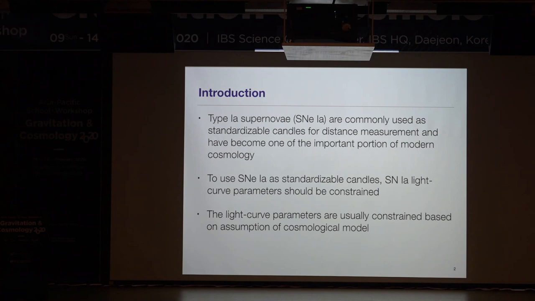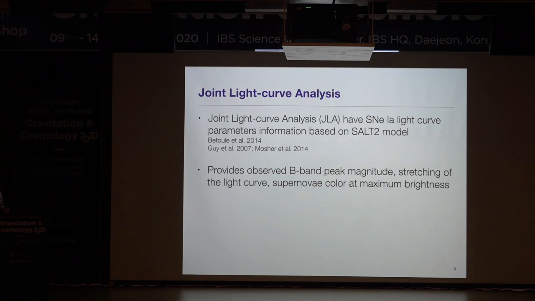So if someone can suggest a way to constrain these light curve parameters in a model independent way, or if someone can test any commonly used fitting models and check if they are reasonably independent of any cosmological model, then we can see that supernova cosmology based on them is quite reliable. Okay. So that's what we try, by using a certain way to reconstruct the distance modulus derived from type Ia supernovae in a model independent way.